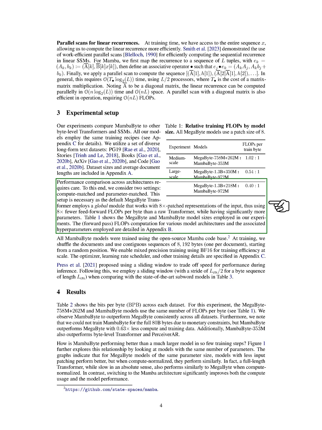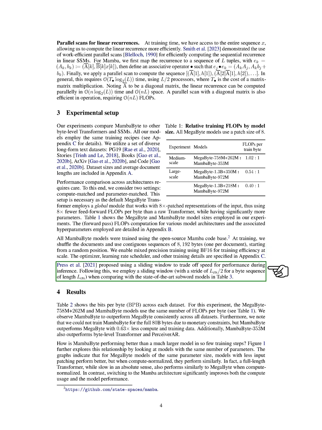This is necessary because the default Megabyte transformer uses a global module that works with representations of the input that are 8 times smaller, thus using 8 times fewer flops per byte than a raw transformer, while having significantly more parameters. We train all MambaByte models using the open source Mamba codebase. During training, we shuffle the documents and use sequences of 8,192 bytes, starting from a random position. We use mixed precision training with BF16 for efficiency.